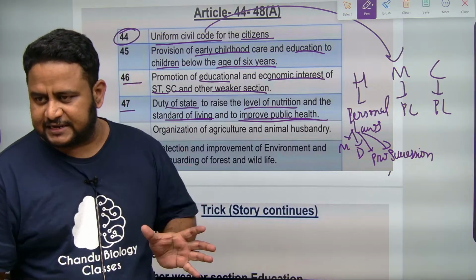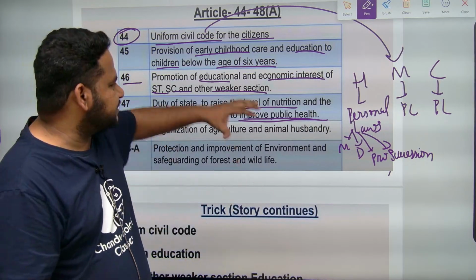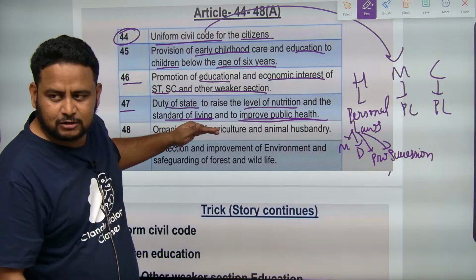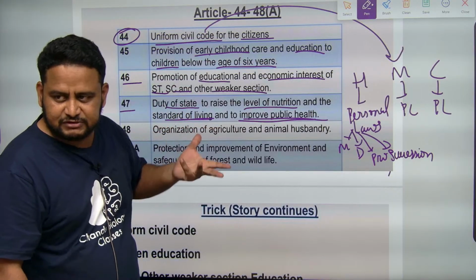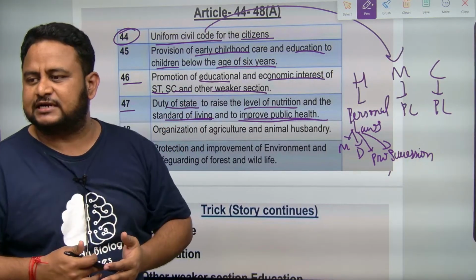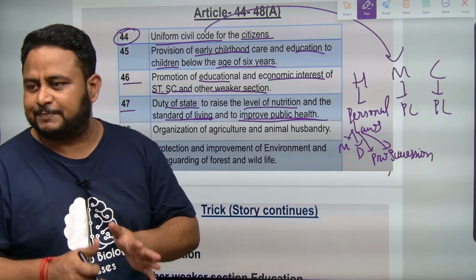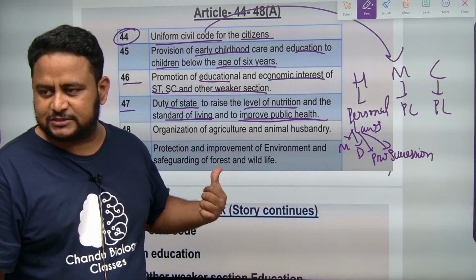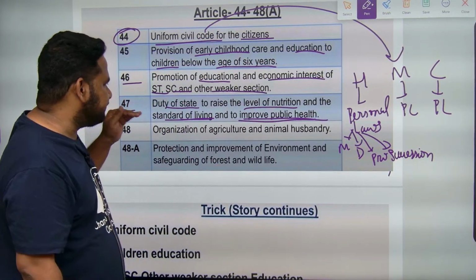So from the beginning itself, the state has to focus, not just giving reservation at this age. From the beginning also, the state has to focus on an individual's life. From the beginning till the end, the state has to make sure that it is protecting and providing opportunities to the people. That is the duty of the directive principles of state policy. So that is what 47 is talking about.